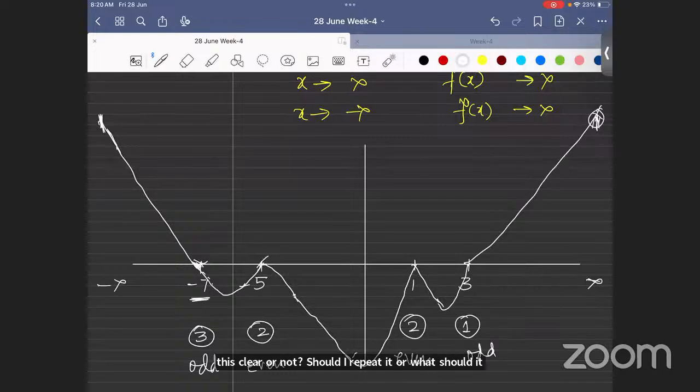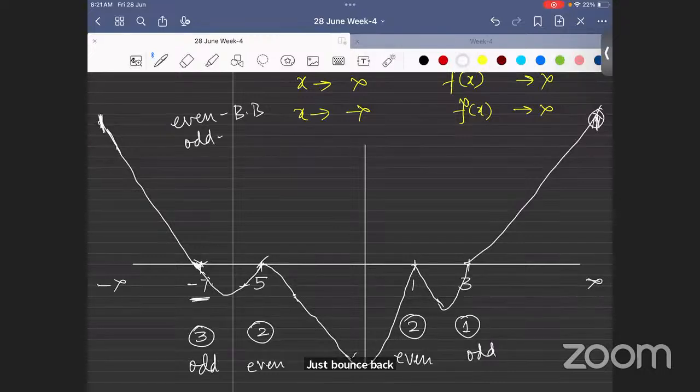As the multiplicity of 3 is 1, odd, it can be linear, right? Yes, it can be linear. So here it is 1, a linear one basically. Okay, so now this is how we should be plotting. Whenever you are getting even, just bounce back. And whenever you have odd, just cross.